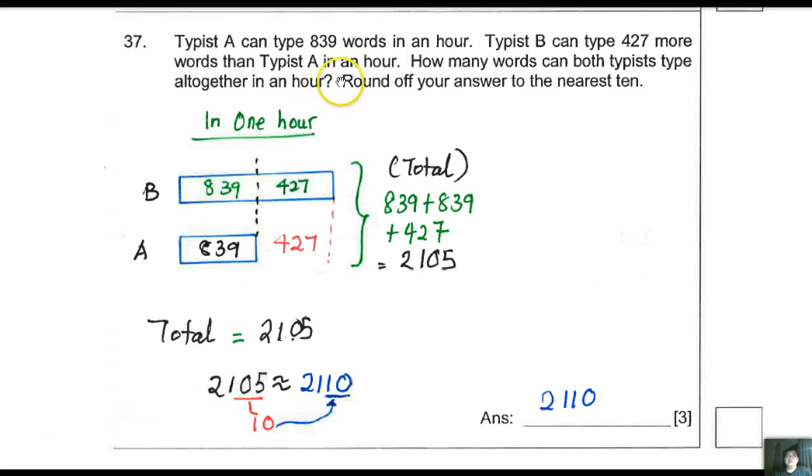Right, this is step 1. Step 2, round off your answers to the nearest 10. So what happens here is typist B, 839 plus this and plus this. So there are 2 839 and 1 427. Total is 2105. Okay, but that is not the required answer. The required answer is to round the total to the nearest 10, which is 2110.